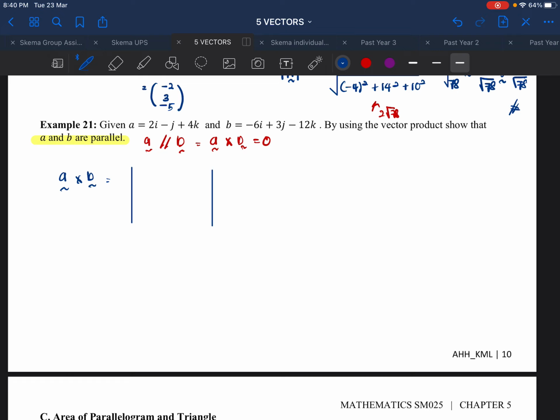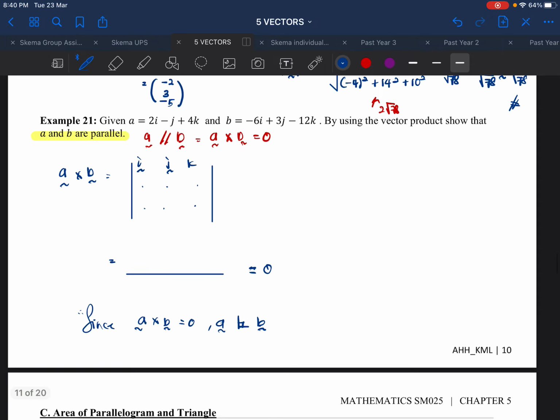Kita cari A cross B, kita ada I, J, K. Carilah apa nilai dia kat sini. So nanti kamu akan dapat apa jawapan dia. Obviously kamu akan dapat jawapan dia kosong lah nanti. So buat conclusion, kita ada since A cross B equals to 0, A is parallel to B. Okay, alright, simple je tu.